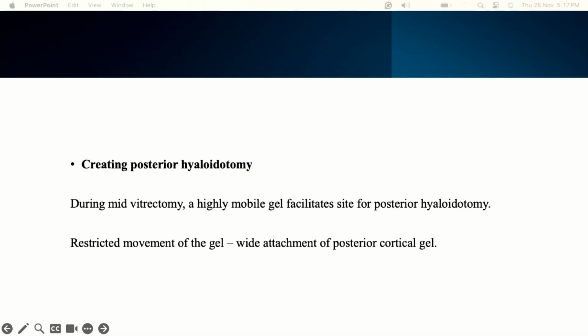The next step is creation of a posterior hyalodotomy. During the mid-vitrectomy, we can see if there is a highly mobile gel. We prefer that site for making a posterior hyalodotomy. If there is restricted movement of the gel, which indicates a wide attachment of the posterior cortical gel, then a preoperative ultrasound is helpful in knowing in which quadrant there is more space between the retina and the posterior hyaloid, and we can proceed with the hyalodotomy in that quadrant.